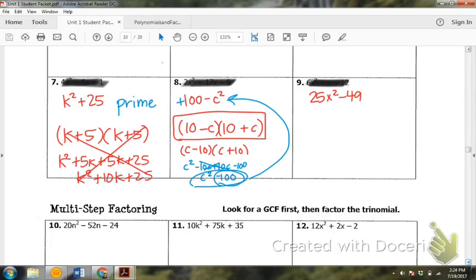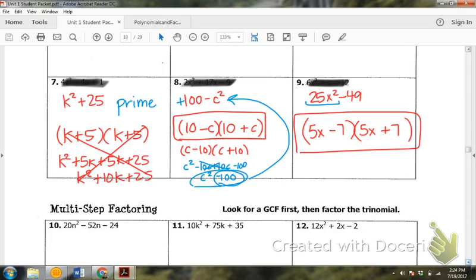Okay? So we're still going to set up our parentheses. We know the square root of 25 is 5. What's the square root of x squared? Just x. And it's going to smash together with the 5, because the 25x squared is smashed together. So then you're going to put the 5x smashed together. What did you say, Brooklyn? Minus 7, plus 7. So same process, you just have a variable now.